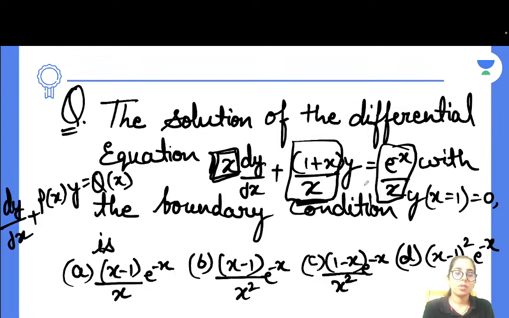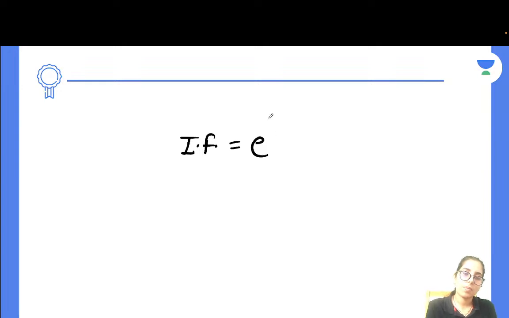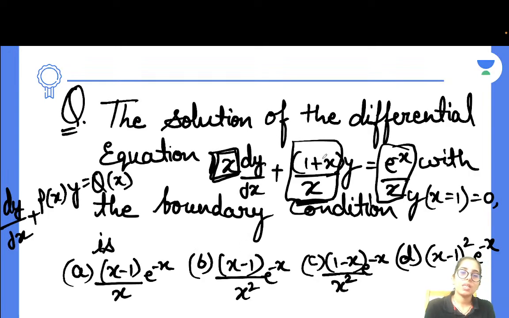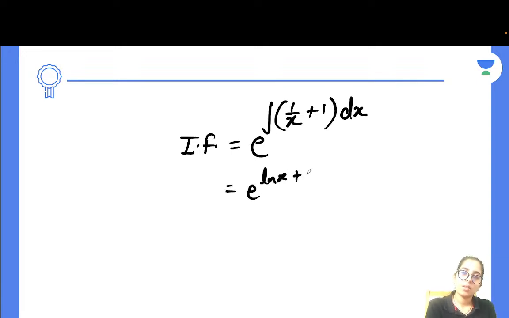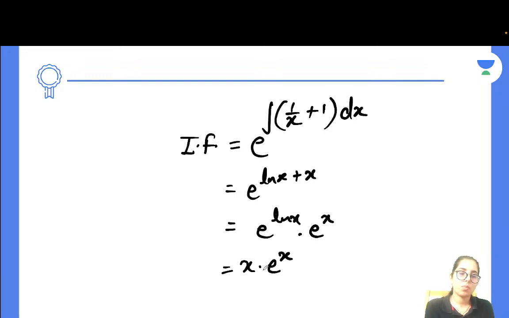For such type of differential equations, the first thing you have to do is to get the integrating factor. Now what is this? This is going to be e to the power integration p dx. P is what? I can write it as 1 over x plus 1. So you are simply going to consider 1 over x plus 1 and dx. So e to the power log x plus x, that's e to the power log x times e to the power x. This will give you x as the first term after simplification as per the logarithmic property.